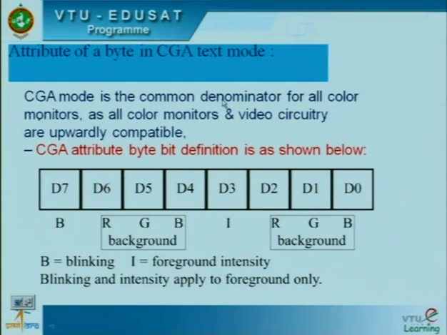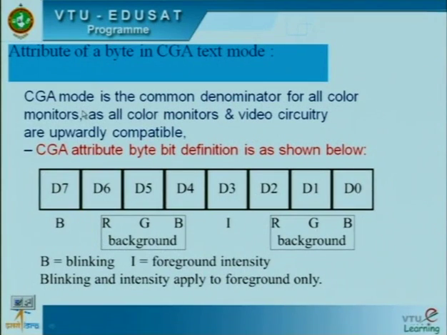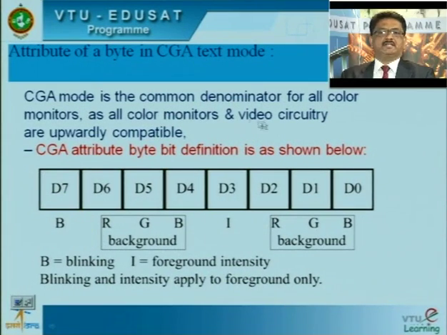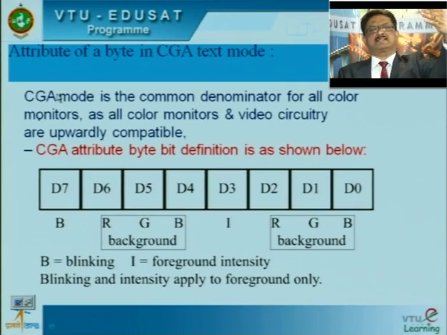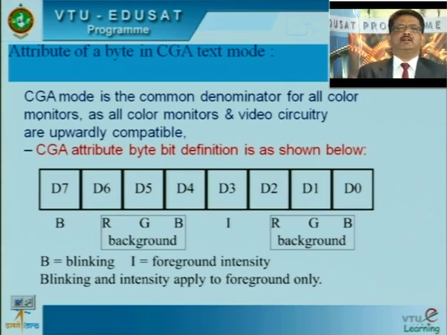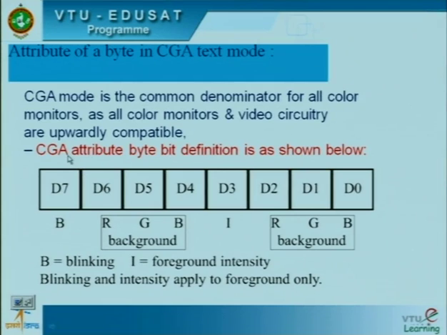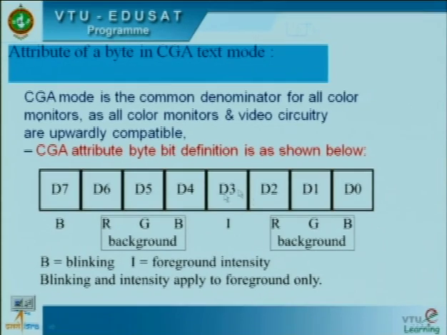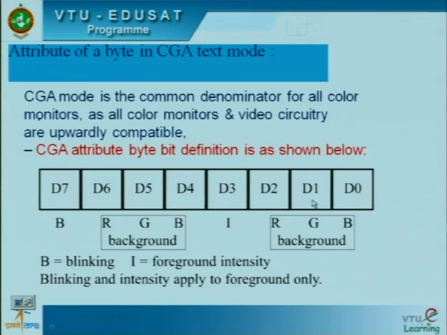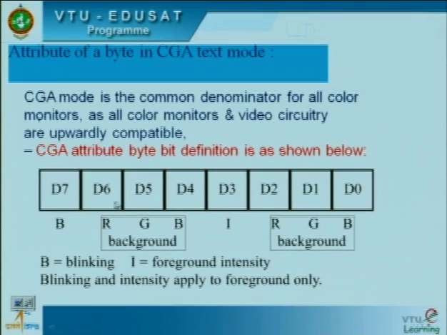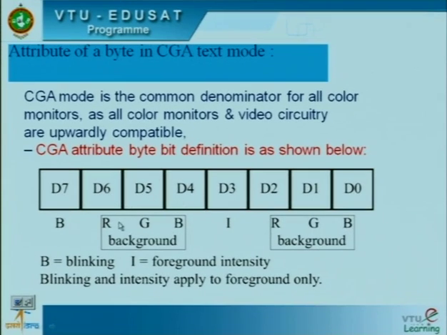Now if you go for a CGA mode, computer graphics adapter mode, it is a common denominator for all the color monitors, where all color monitors and video circuitry are upward compatible to the CGA mode. If you are able to understand the CGA mode, then we will be able to put forth this discussion for any of the upward or advanced modes. Here in the CGA mode, the CGA attribute byte bit definition is shown here. We will be using RGB color. D0, D1, D2 specify RGB for foreground, and D4, D5, D6 specify RGB color for background, D7 specifies whether it is blinking or non-blinking, and D3 specifies the foreground intensity.